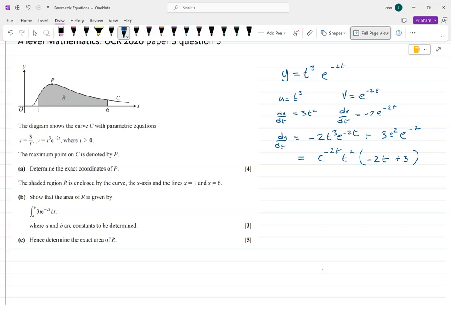Now we want to find a maximum or minimum, and you might be thinking, let's find dy by dx. We can certainly do that. We've got x is equal to 3t to the minus 1, so dx by dt is equal to minus 3t to the minus 2. But I noticed that the mark scheme's not actually given any credit for that. And that's because we want to find the maximum or minimum, so this bit here will be on the numerator if I find dy by dx.